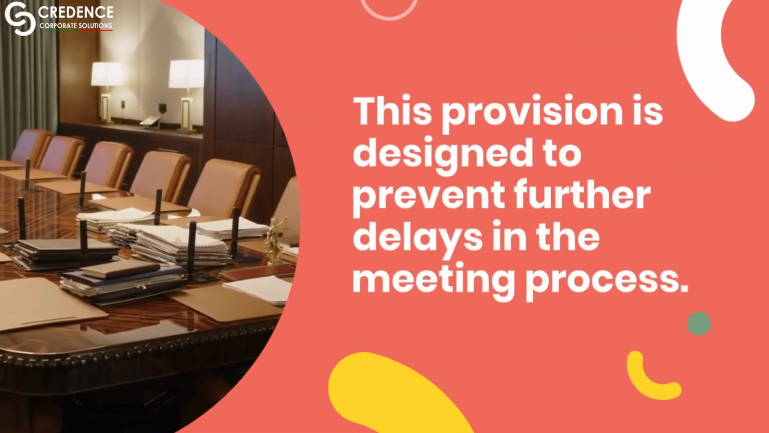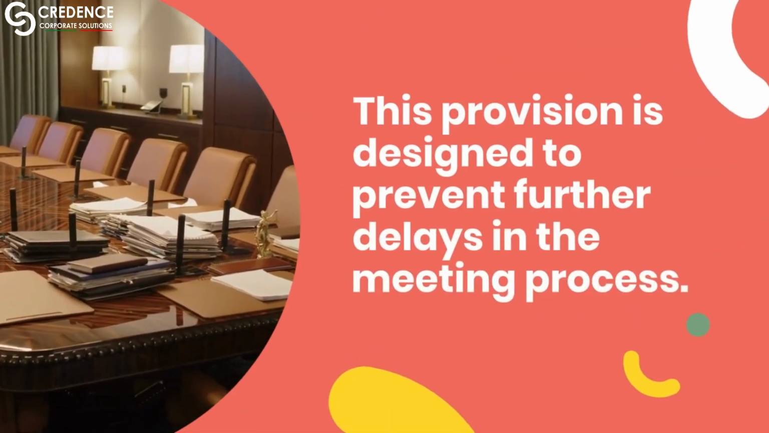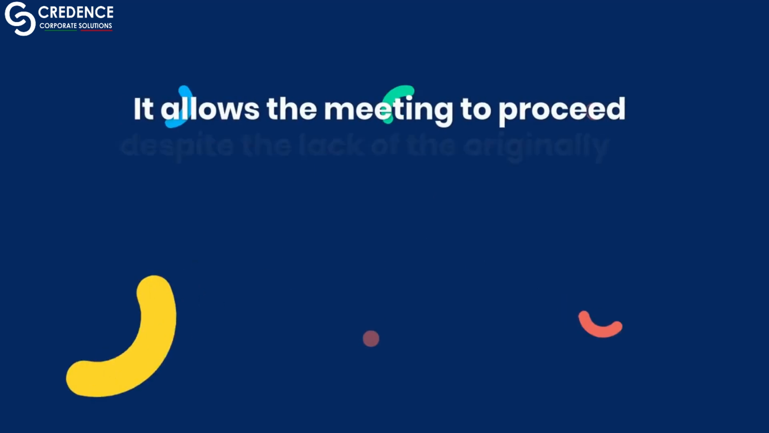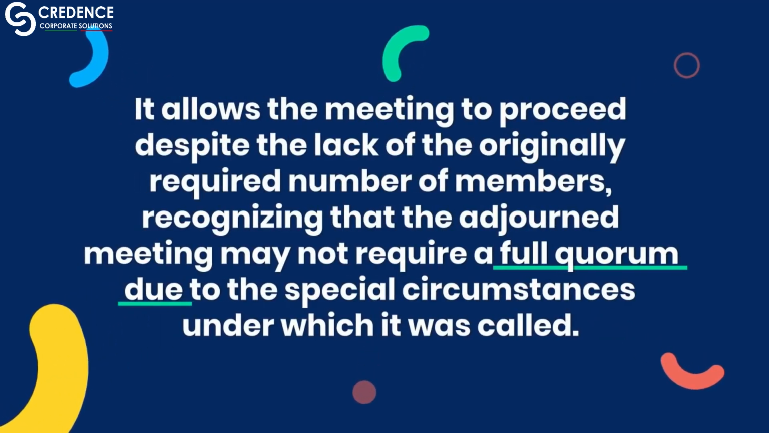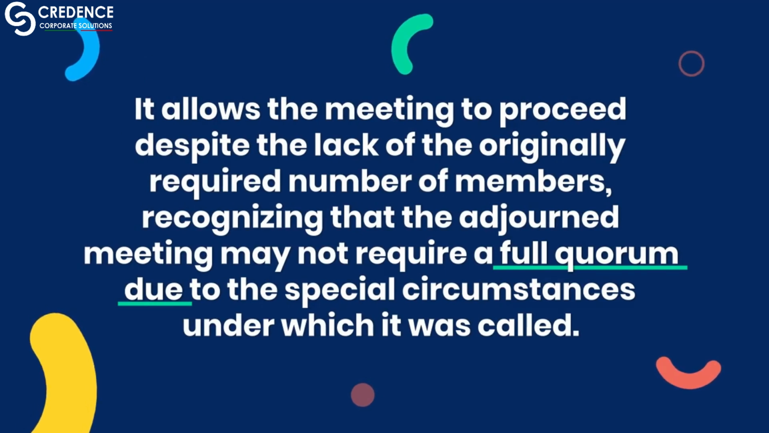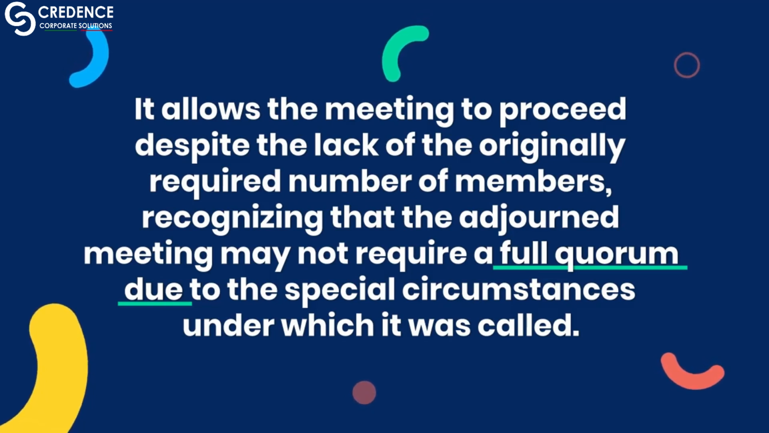This provision is designed to prevent further delays in the meeting process. It allows the meeting to proceed despite the lack of the originally required number of members, recognizing that the adjourned meeting may not require a full quorum due to the special circumstances under which it was called.